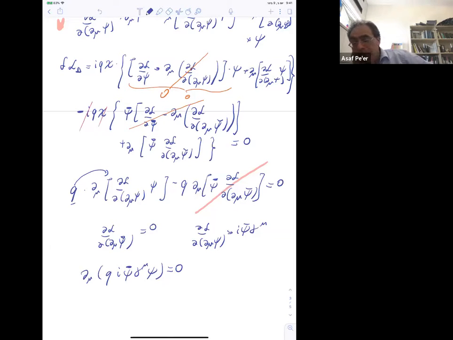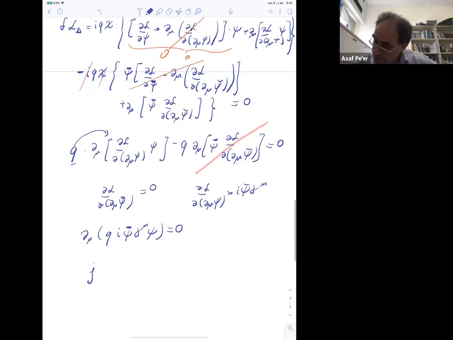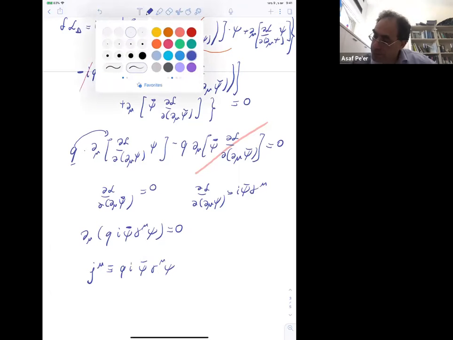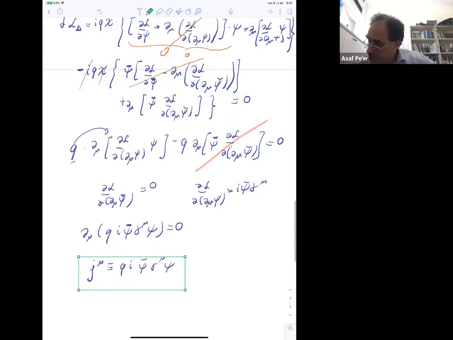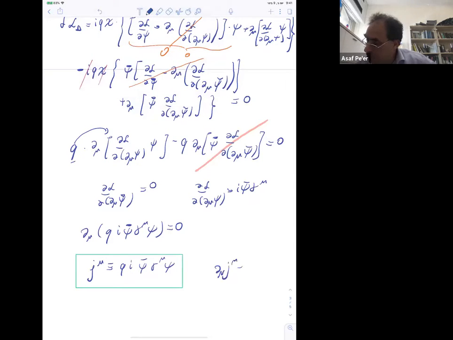Does that ring a bell? So if I write down the conserved current as J mu, right, is Q i psi bar gamma mu psi. Then we end up with, as promised, d mu J mu is equal to 0.